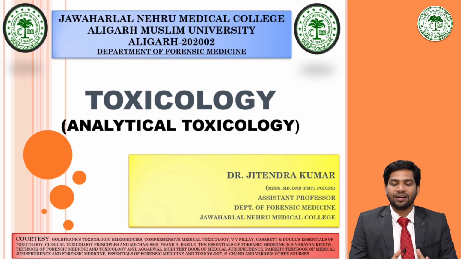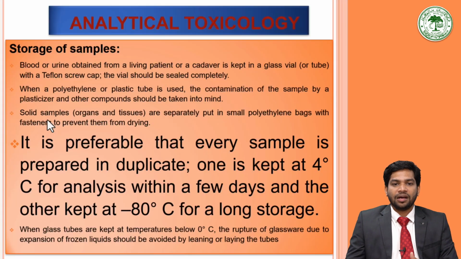Under that, we learned how to properly store the samples collected and the bedside color test for the various poisons. We learned, importantly, that it is preferable that every sample is prepared in duplicate. One part of the sample shall be kept at 4 degrees Celsius to analyze it as soon as possible, and the other part shall be kept at minus 80 degrees Celsius for long storage.